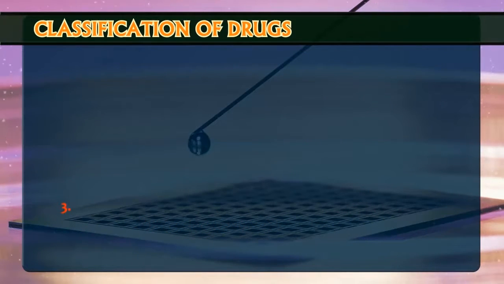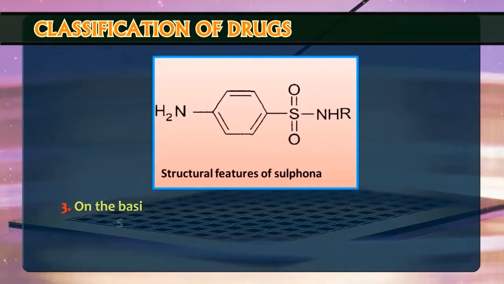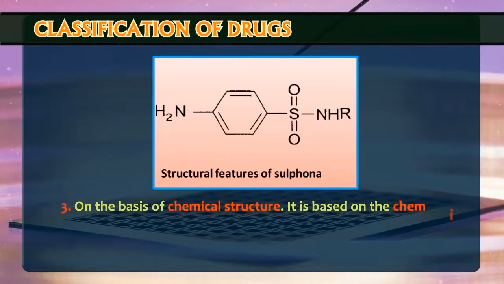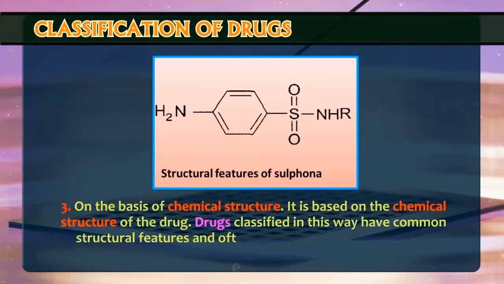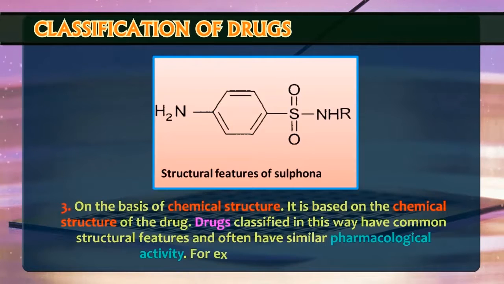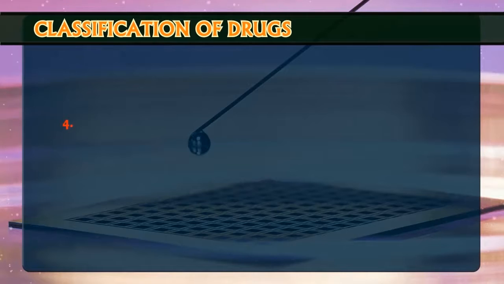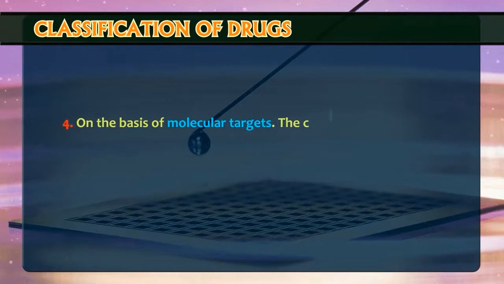3. On the basis of chemical structure. It is based on the chemical structure of the drug. Drugs classified in this way have common structural features and often have similar pharmacological activity. For example, sulfonamides.